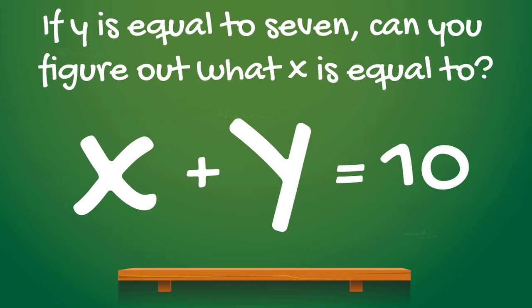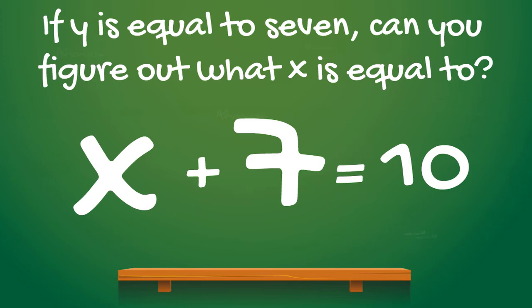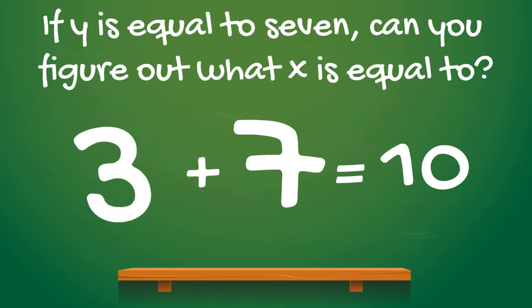Okay, let's just go through this nice and slow. Well, I already told you that y is 7, so let's get rid of the y and put in a 7 instead. Now this looks much more familiar. X plus 7 is equal to 10. Well, we know then that x is equal to 3. 3 plus 7 is equal to 10.